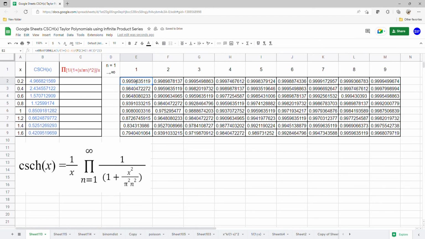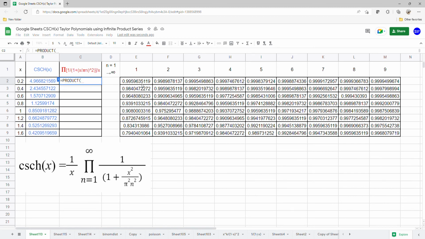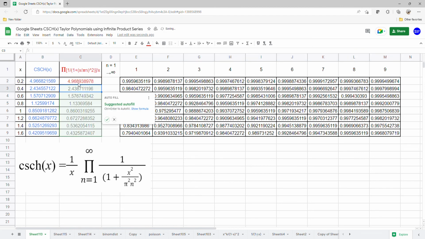So we go back to the formula. That is 1 over 1 plus x over pi n, all of them raised to the power 2. Now we can complete the formula, which is equal to product from 1 to 9, the array from 1 to 9 divided by x, and we'll drag this downwards, and we'll chart this.